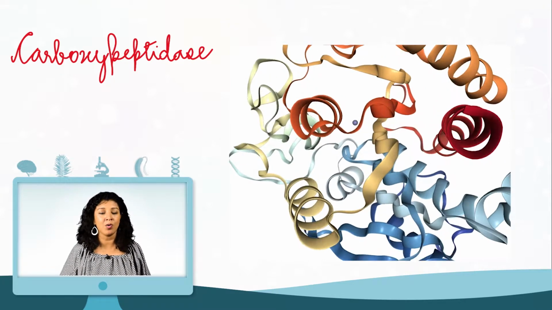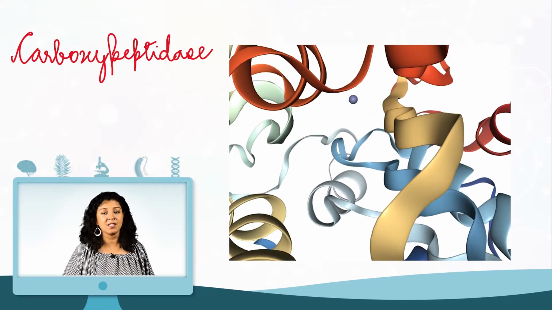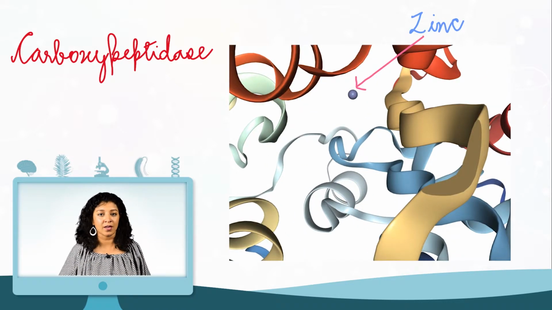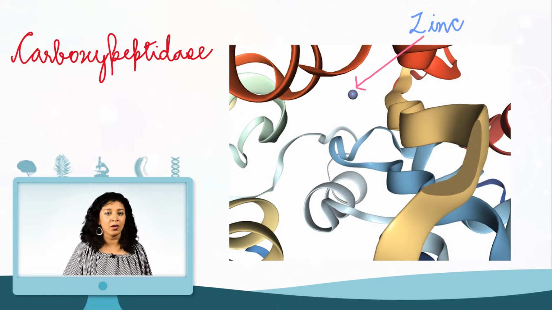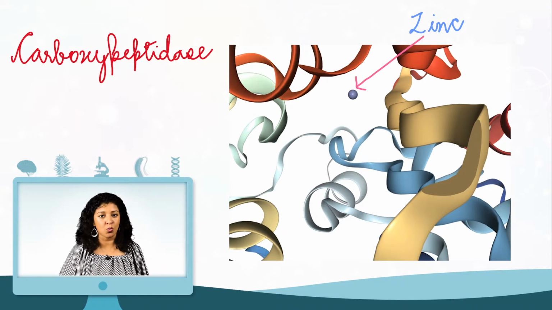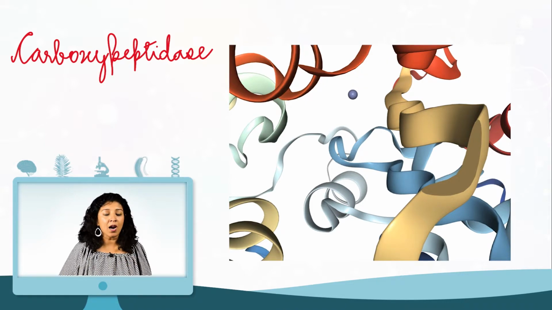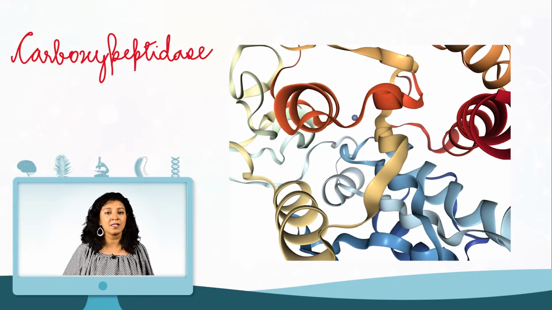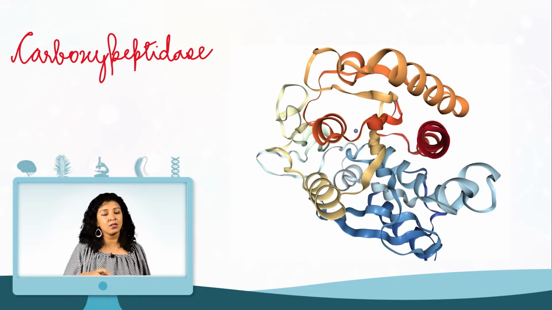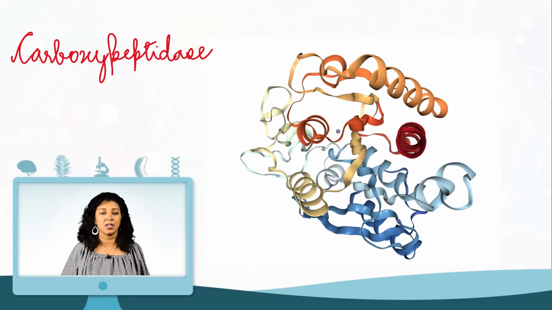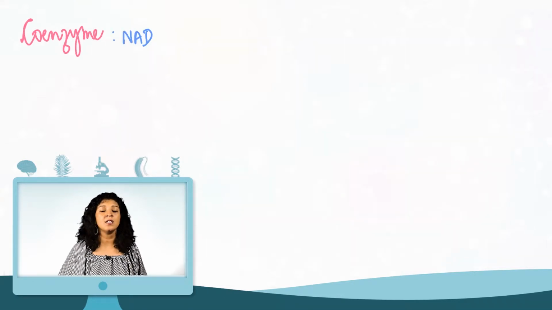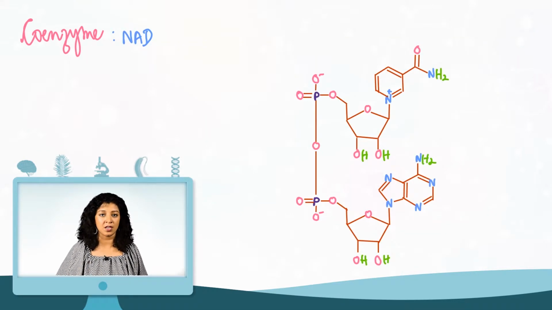Anyway, coming back to the point, carboxypeptidases have zinc as a cofactor, and this metal ion is bound tightly to the enzyme. If you remove this metal, then the enzyme does not work. So this is part of the active site, and it plays a crucial role in stabilizing the substrate in the transition state. And the coenzyme NAD is a cofactor in many different enzymes.